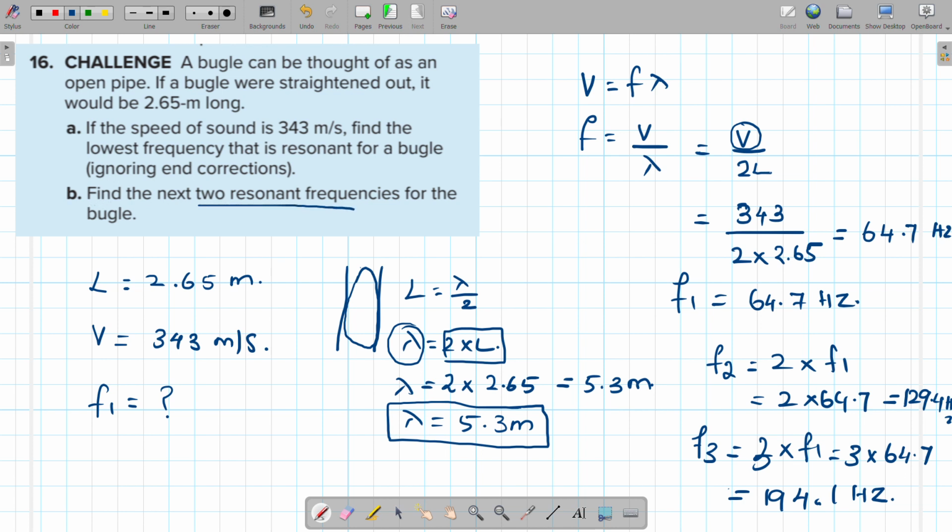Find the next two resonant frequencies. This is the first resonant frequency, 64.7, and the following two frequencies are 129.4 hertz and 194.1 hertz. Thank you.